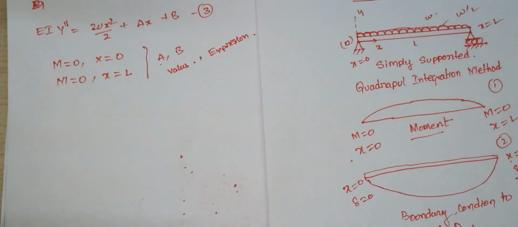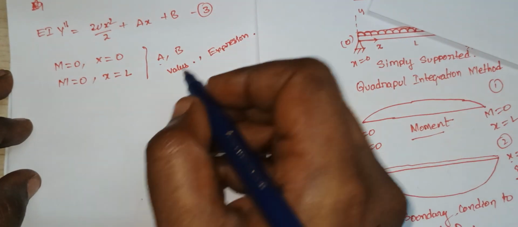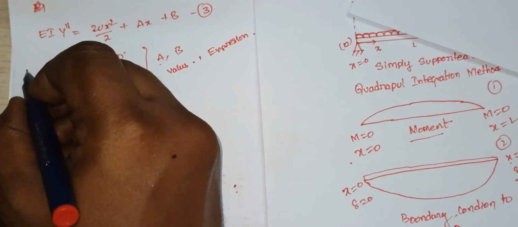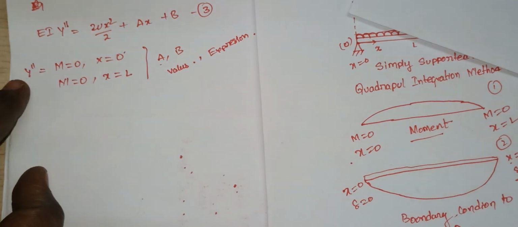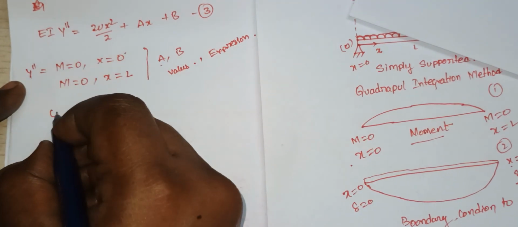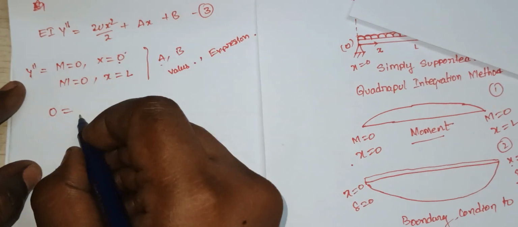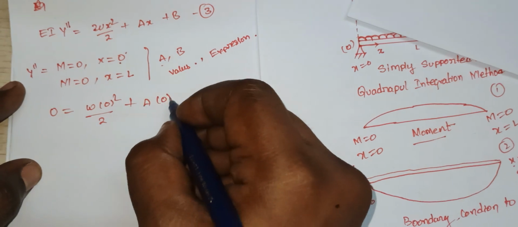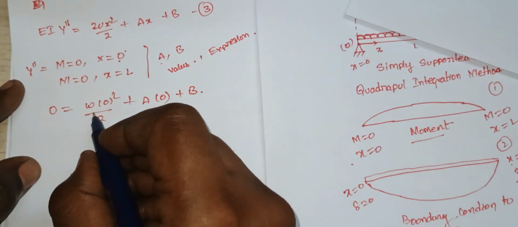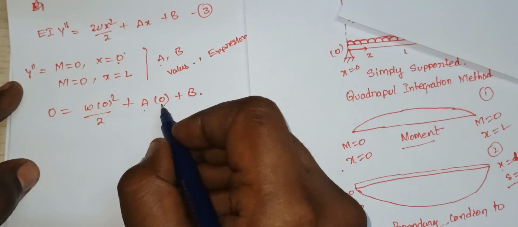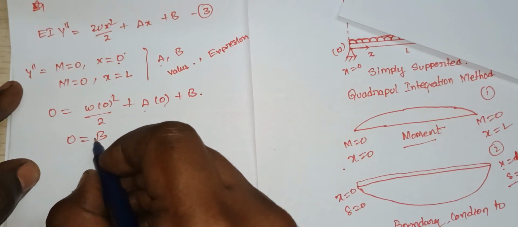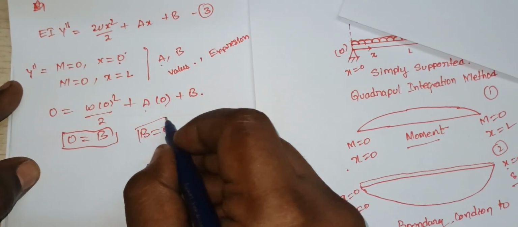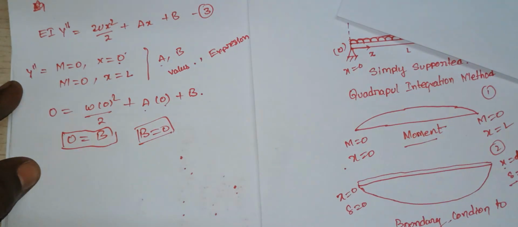Okay, just follow me. As I have taken this equation, let's substitute 1 over here. Moment is equal to nothing but y double dash. So y double dash is equal to 0 at x is equal to 0. So this is 0 square by 2 plus a into 0 plus b. Anything multiplied by 0 is 0. We get 0 is equal to b. Henceforth, b is equal to 0. So our constant b is equal to 0.